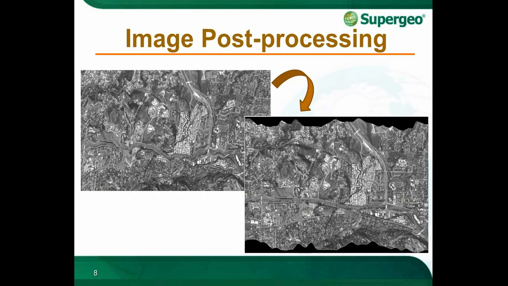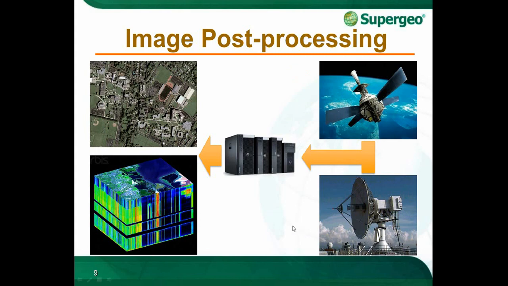Now, some of the images will need post-processing, like aerial photos, which you can see are very twisty, so you have to do some post-processing to make them right. The satellite images and some of the aerial photos will need to be processed by a workstation or maybe a server, for things like calibration or orthorectification.